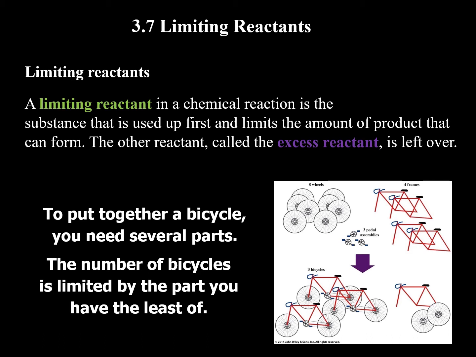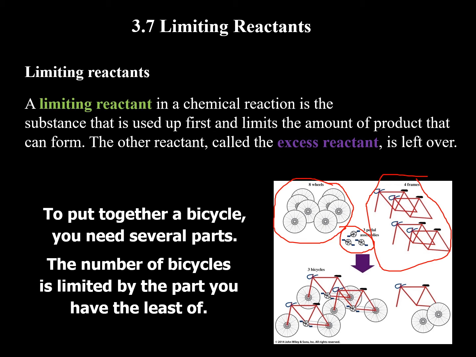Here we have 4 frames. We have 3 pedals. 1, 2, 3, 4, 5, 6, 7, 8 wheels. So the formula to make a bicycle is 1 frame, 1 pedal, and 2 wheels. So if we were to put all these together, the maximum amount of bicycles we could make is 3 bicycles.